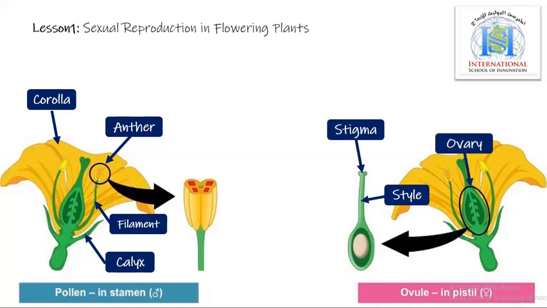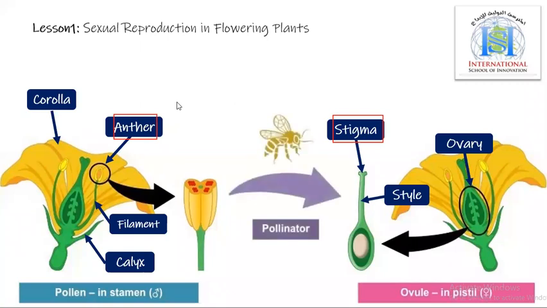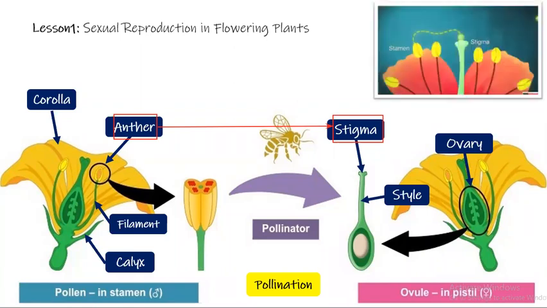In order for the reproduction to happen, the pollen grain made by the anther must be transferred to the stigma, okay? This happens with the help of pollinators. Pollinators such as wind, water, bees, butterflies, birds, sometimes people. The pollinator's job is to let pollination happen. Pollination is when pollen grains are transferred from the anther to the stigma. Pollination is the first step of sexual reproduction in flowering plants.